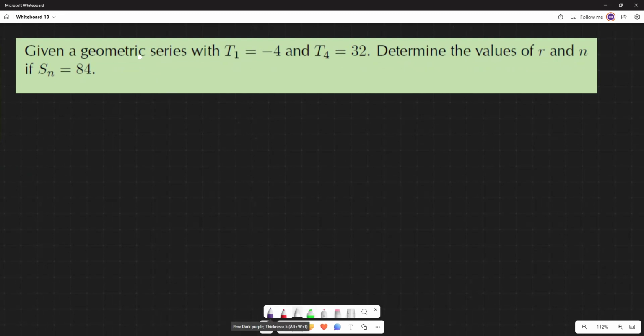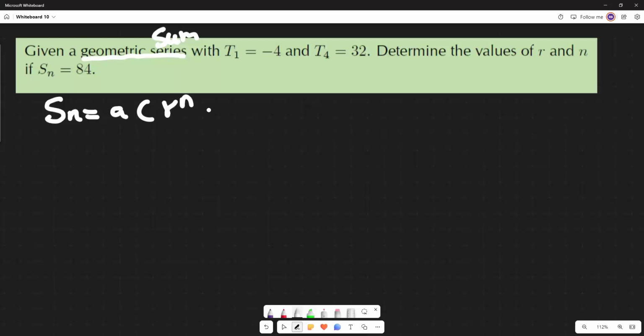So here they say a geometric series. Remember, series means sum, right? So I already know that I'm using Sn equals to a r to the power n minus 1 all over r minus 1. Right. And then I'm given that the first term is equals to minus 4.